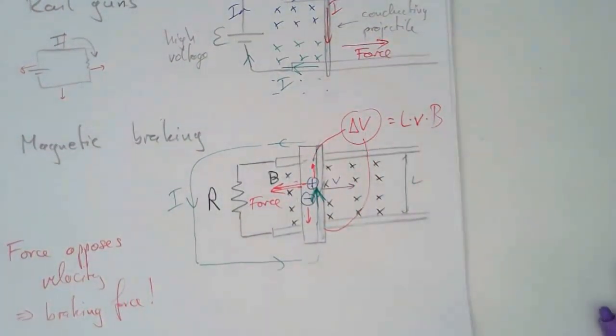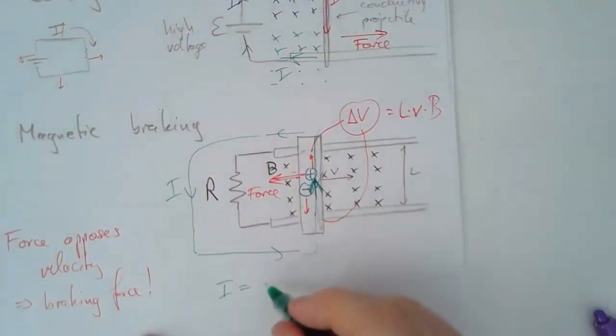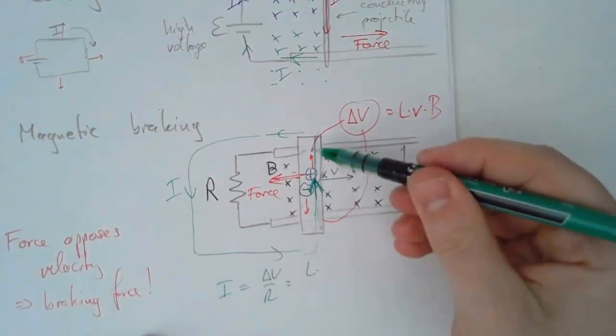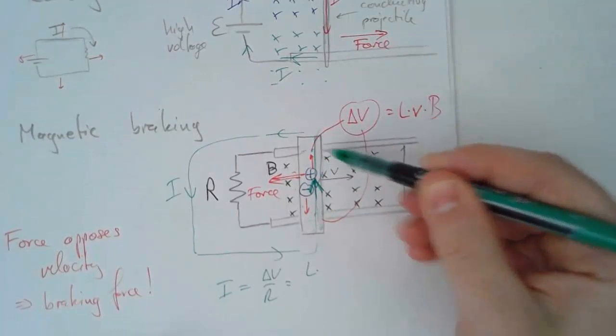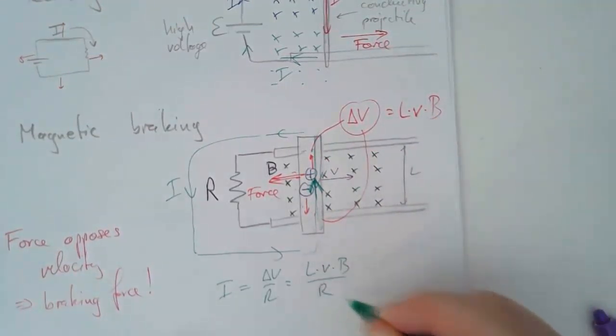So I'm going to get a current I, and I is going to be delta V over R, so L, the length of the metal, at least the connecting part, the distance between the two rails, times V times B over R.